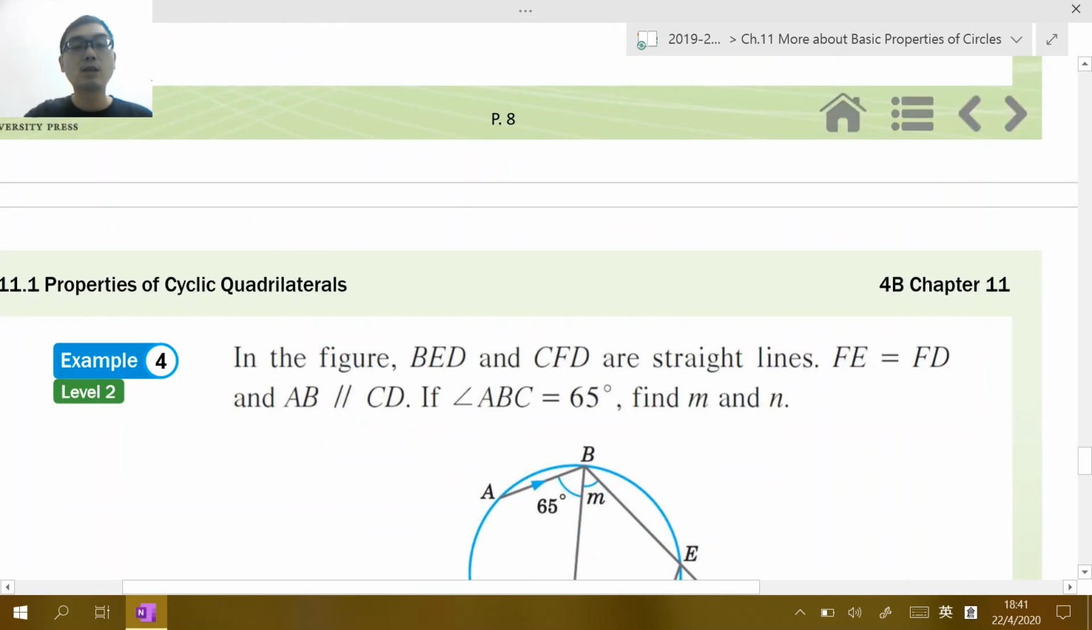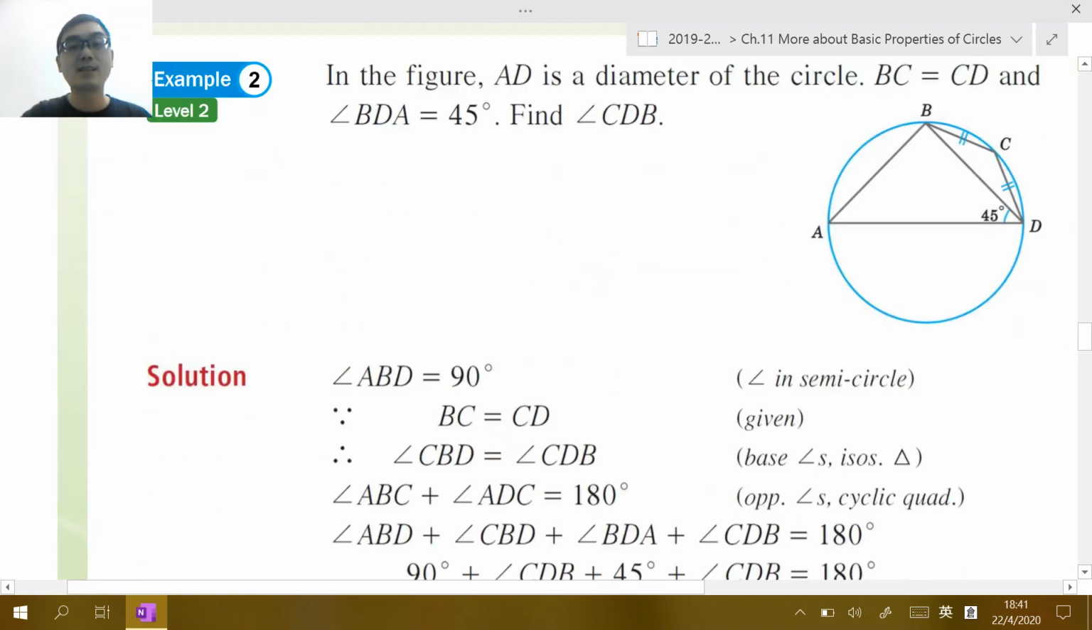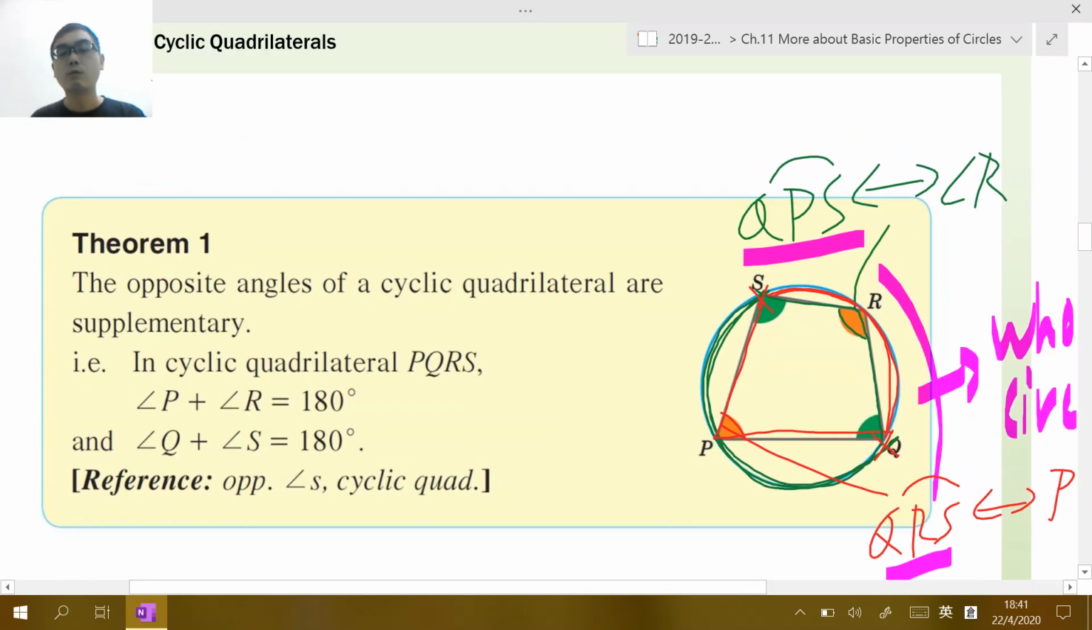So you can see that the book does not write so many steps and examples to talk about chapter 11.1, because chapter 11.1 is just an easy fact. Before I end this clip, I just want you to keep in mind a very important concept: a cyclic quadrilateral means all 4 points are lying on a circle.